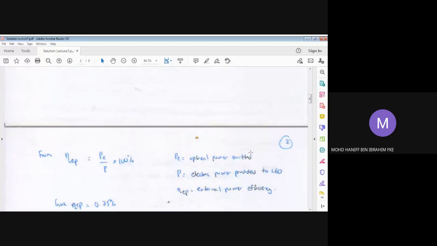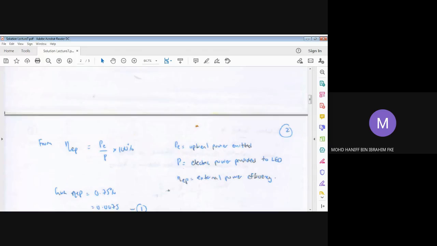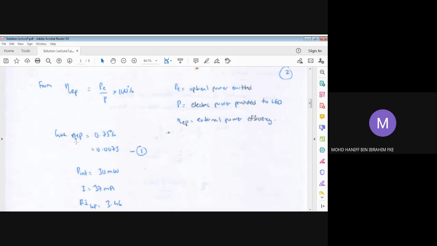This is the case for the second question. We are given that the NEP, the emitted external power efficiency, equals PE over P. This is the equation that we have seen before. The NEP is given to be 0.75% or 0.0075. Based on the question, the internal power generated is 30 milliwatt.